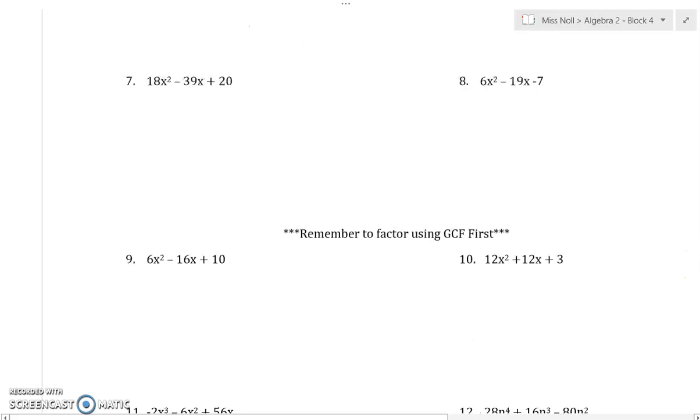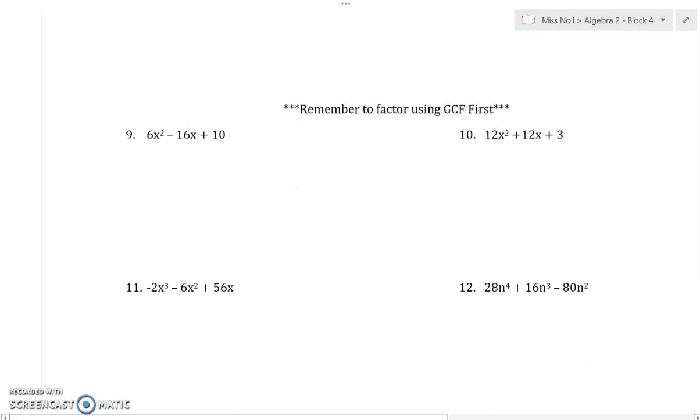So go ahead and look down here at numbers 9 through 12. It kind of gives you a little hint to remember to always factor the GCF out first. Now, eventually these hints will not be given, and you're expected to know that you need to do that first before anything. So I'm going to go ahead and just look at number 9.